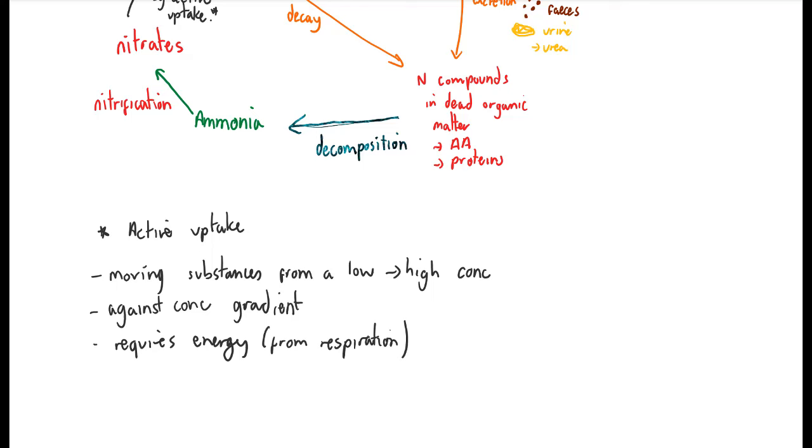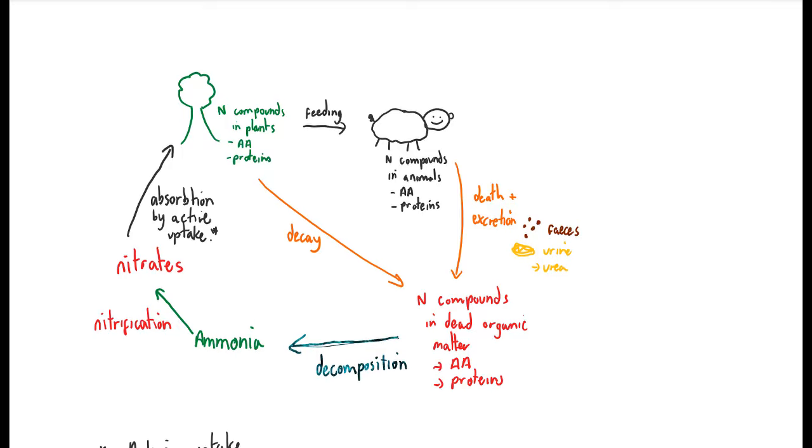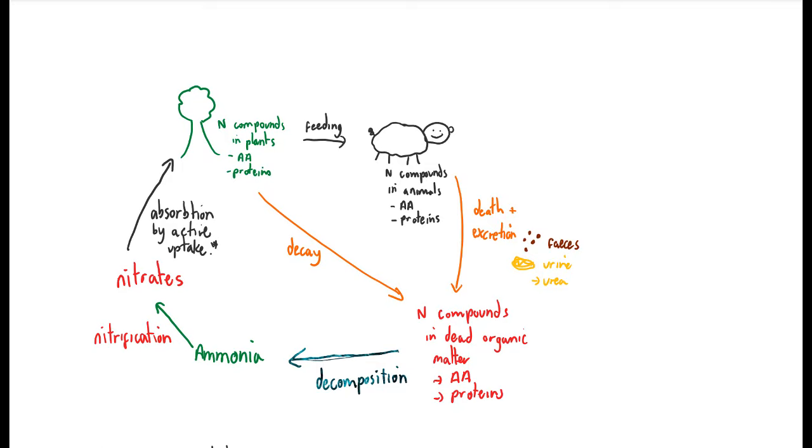So that's active uptake. Now we'll come back and we will actually look at that in a bit more detail again. Okay, so this is where we are at the minute. We've got nitrates, which were produced from the ammonia. The nitrates get absorbed by active uptake and go into the plants. The plants then use the nitrates to make amino acids and proteins, and the cycle continues.